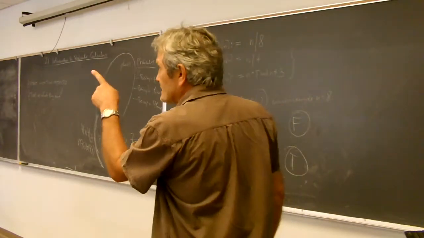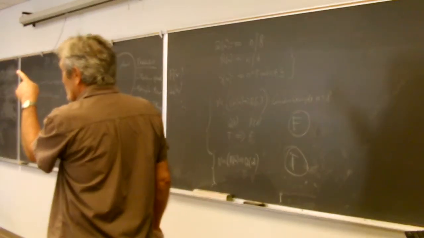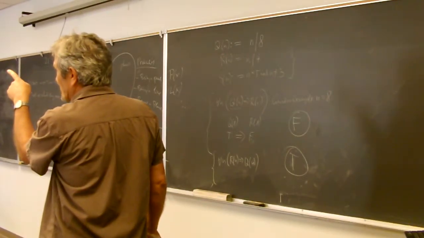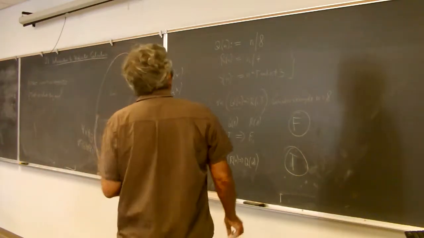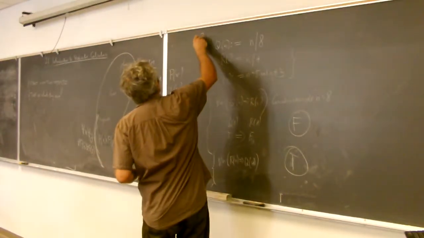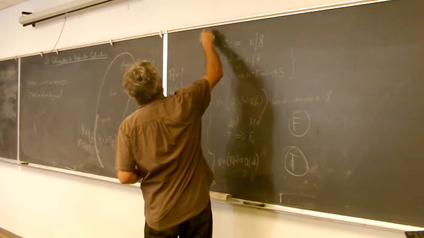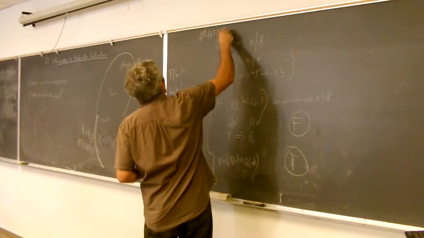Oh, by the way, I didn't read that. What is the domain? Always be careful about the domain. Is it Z or Z plus? Z plus, only positive. So the domain is Z plus. So Z plus is just positive numbers, 1, 2, 3, 4, and so on.